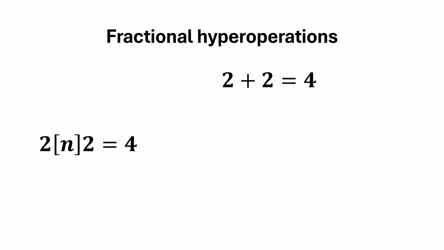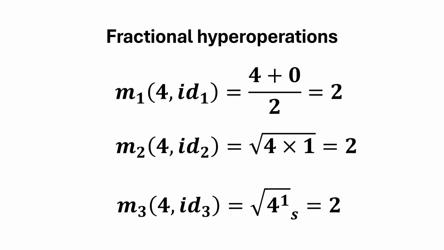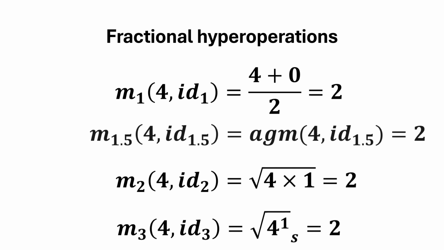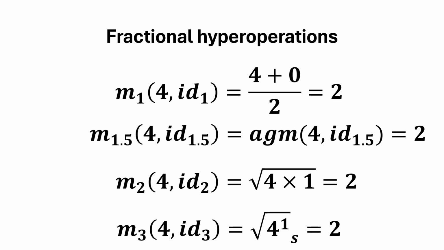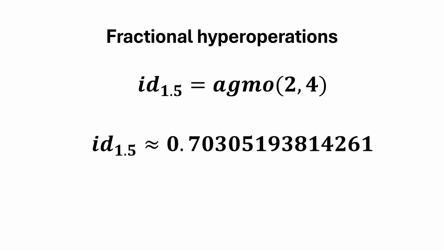2 being operated with 2 and resulting in 4 is true for every positive integer level, and we can choose to keep it always true even for intermediate values. If that is the case, the mean, at the level of some operation, between 4 and the identity element will always be equal to 2. The same goes for sesquation, so its identity element can be found by this formula, where AGMO is the inverse operation of the arithmetic geometric mean. This number is approximately equal to 0.7.